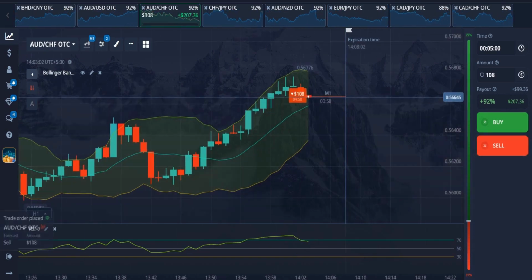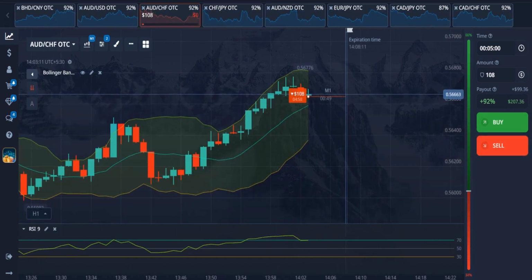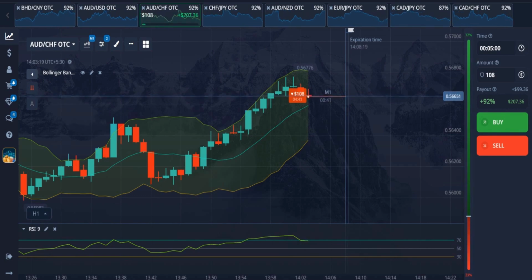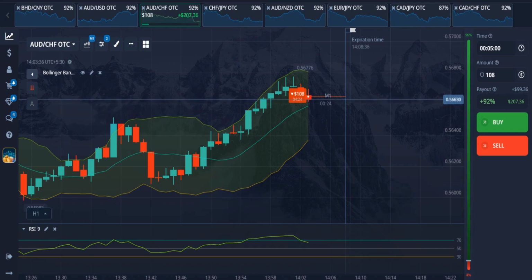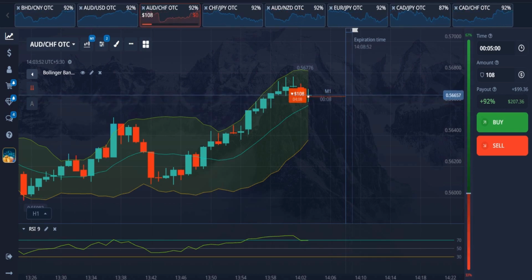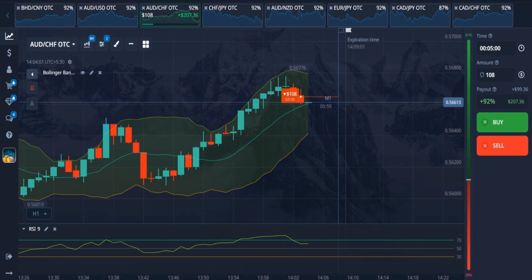All right, traders, here's a great example of the strategy in action. Take a look. The price has just touched the upper Bollinger Band, the RSI indicator has hit the 70 level, and most importantly, we see a bearish engulfing candlestick pattern. This setup checks all the boxes for a perfect sell trade. Now's the time to enter a 5-minute sell trade.